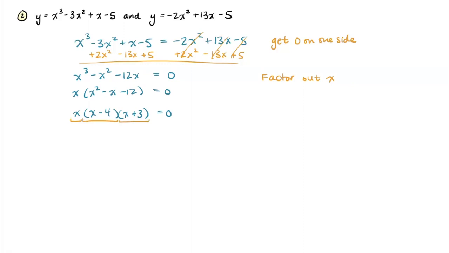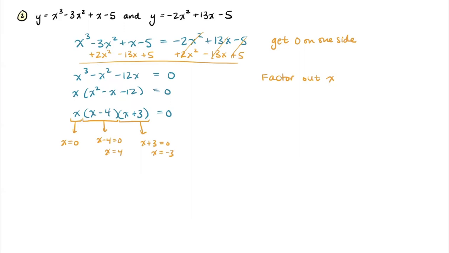And so this product will be 0 when one of the three factors is 0. So the first factor here will give us x equals 0. The second factor, if we set that equal to 0, we get x equals 4. And the third factor, if we set that equal to 0, we get x equals negative 3. Okay, so these are our three x values of the intersection points.